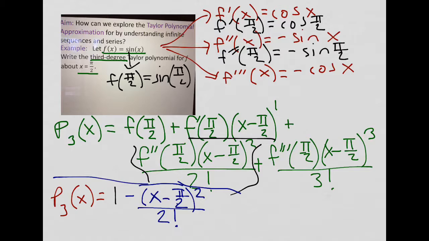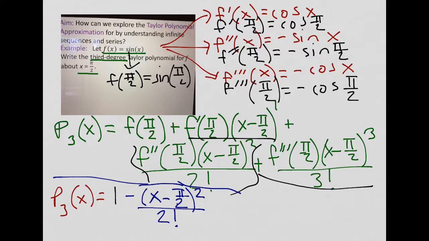Okay, so now we got to continue and do this part. So if we plug in pi over 2 for x, once again, cosine of pi over 2 is 0. So even if I try to negate it, I'm going to have 0 times x minus pi over 2 cubed over 3 factorial. This is just going to be 0. So I'm going to end up with this expression, whether it was a second degree Taylor polynomial or a third degree Taylor polynomial, because I'm adding 0 there.